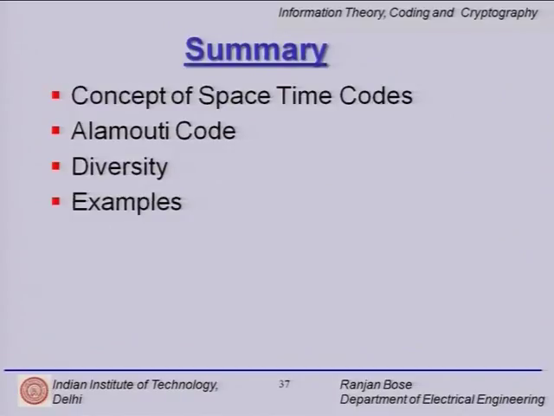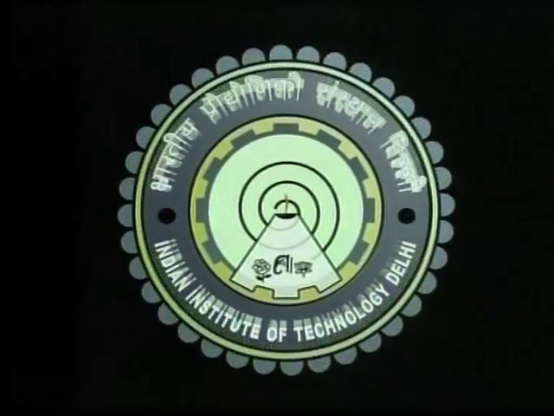So, let us summarize what we have learned today. We have introduced this concept of space time codes and we brought it out with the help of this wonderful coding scheme called Alamouti Code. We looked at why Alamouti Code works, and we also looked at the rank and determinant criteria for designing good space time block codes. Then we spent some time talking about diversity and intuitively explained why diversity happens in multi antenna systems. We also had some examples. So, with that we come to the end of this lecture.